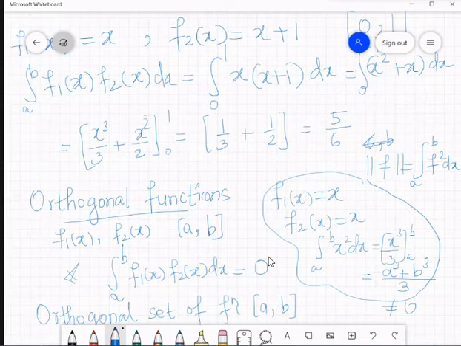This is called the norm, and the length of the vector is not equal to 0. That is what we expect. If I take the dot product of f1 with f1 itself, that will represent its length, and this will not be equal to 0 if my function is not 0. That is the idea.